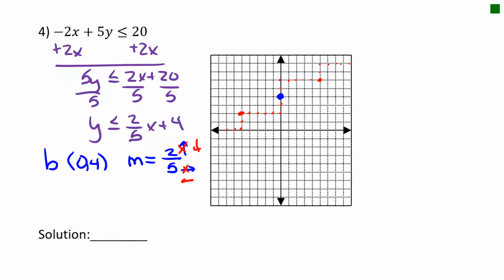Down 2, 1, 2. Okay, that's all I got. All right, solid or dotted? Solid. Yes, good answer, person. Whoever that was, don't know who that was. How come it's solid? Because it's got the "or equal to."